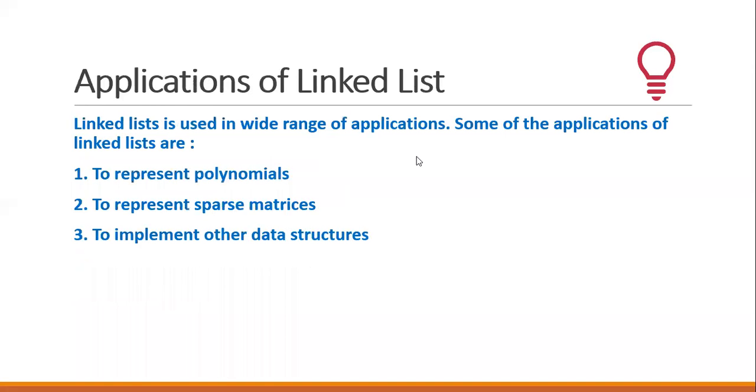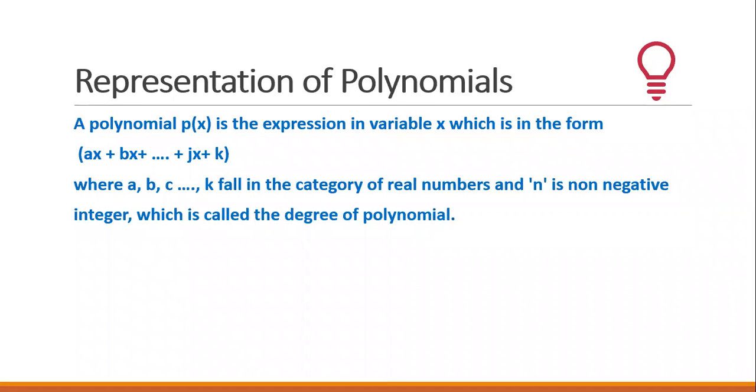The very first application of linked list. As we already discussed, linked list is used in different kinds of applications. But some of the major applications wherein linked list is used more are to represent polynomials, represent sparse matrices, and to implement other data structures. Fine, so let's start with the very first application. The first application is representation of polynomials.